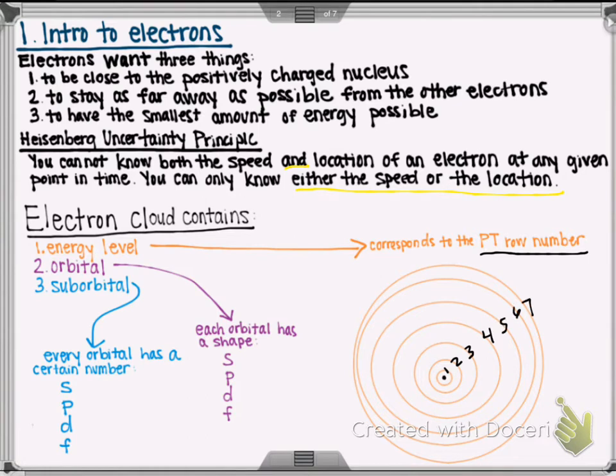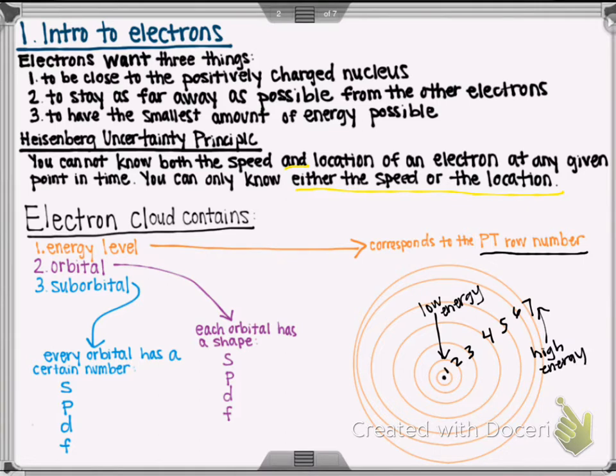So your energy level is going to be that row number, and 1 is going to be your lowest energy. And anything in the 7th energy level is considered your highest energy level, or high energy.